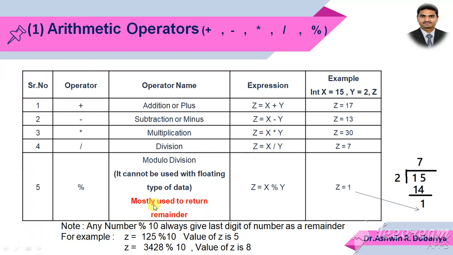And we can use the modulus operator like this also. If we take any number and perform modulus with 10, it always gives the last digit. That is one logic. Suppose 125 modulus 10 is stored in z, then what is the value of z? If you perform modulus with 10 on any number, it returns the last digit. So it returns 5. Suppose 3428 modulus 10, then it returns the last digit 8. In that way we can use the modulus symbol.